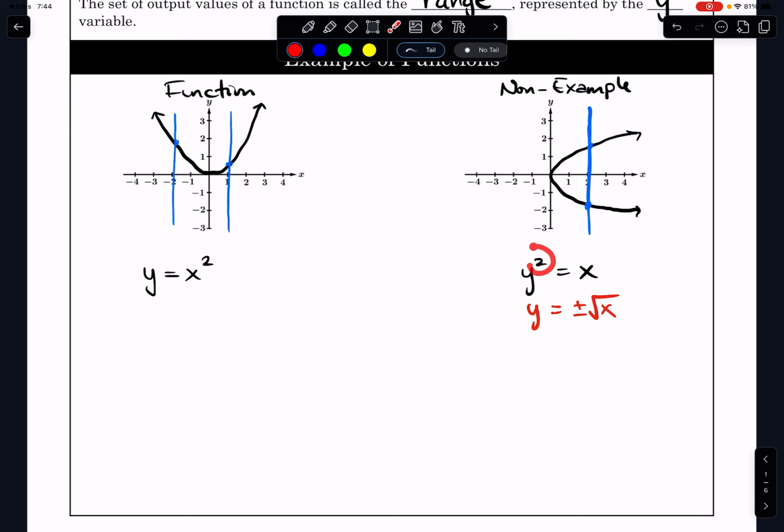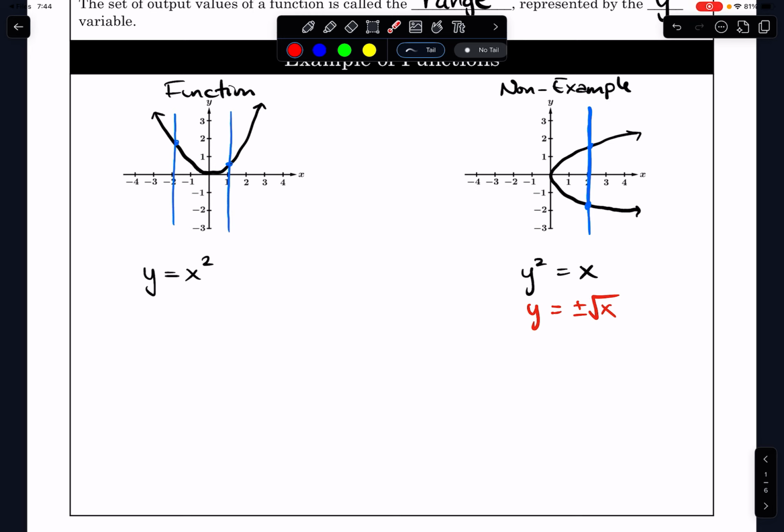That can be explained in very simple terms: if our y value is raised to a power that is an even number, like 2, like you see right here, 2, 4, 6, 8, and so on, then those types of relations are not going to be classified as functions.